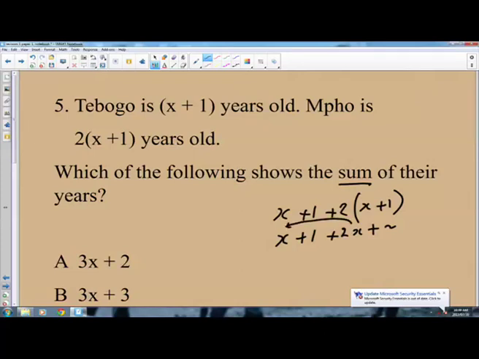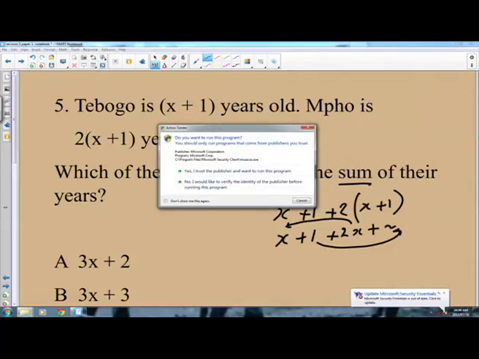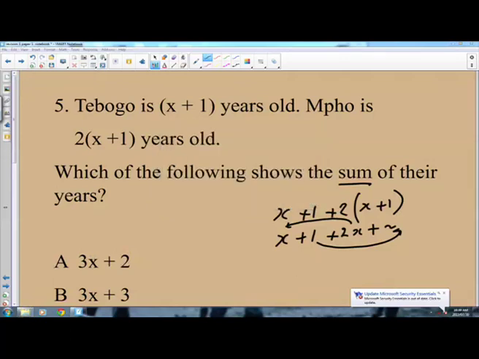Let us collect the like terms and then simplify. x plus 2x will be 3x, and then 1 plus 2 is plus 3. So the sum of x plus 1 and 2(x plus 1) is 3x plus 3. You go to the alternatives and then check. Do you have this in your answers there?